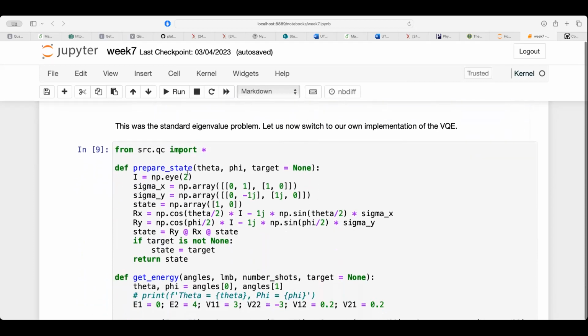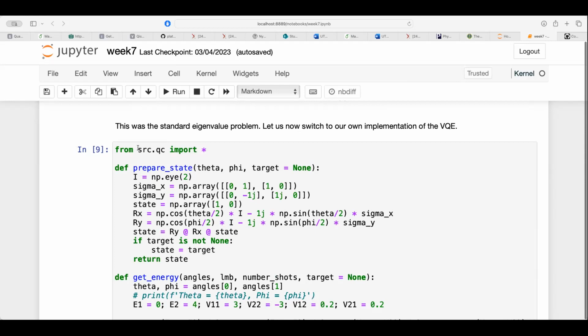Here, we prepare the state with random values. So we have the sigma X, sigma Y. You recognize the Rx and the Ry matrices. And then we find the new state. Okay? This is the same as before. This is preparing a state.